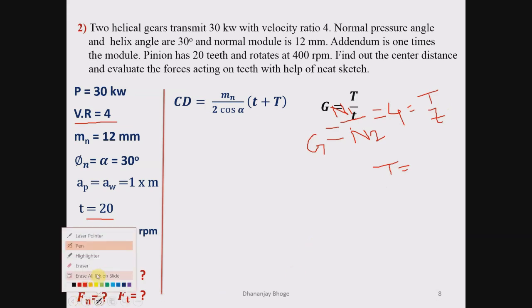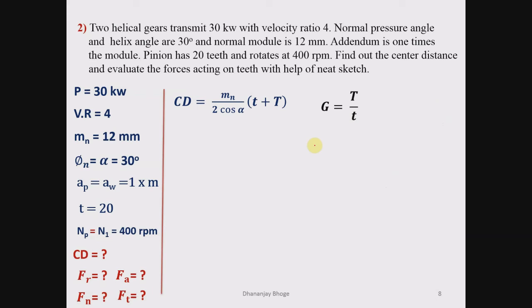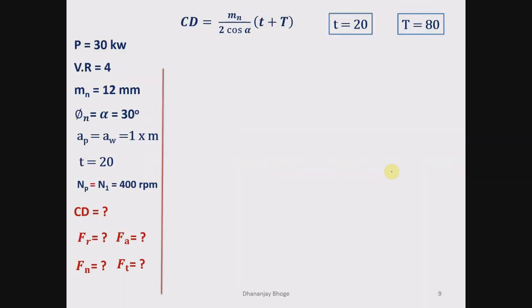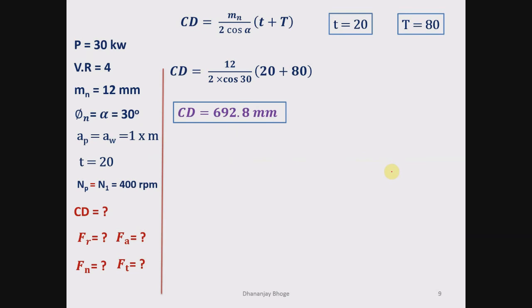Now find out the center distance. All of you, find out the center distance and tell me the value of CD. Everything is given. MN is 12. Alpha is 30. Small t is 20. Capital T is 4 into 20, 80. 692.82. Okay. So center distance is 692.8 millimeters. Correct. Very good.